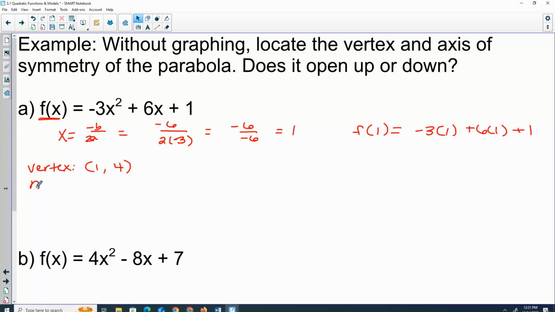What is the axis of symmetry? 1. Except the axis is a line, so you have to give me the full equation of the line. X equals 1. Alright, how do I know if this opens up or down? If it's a negative, it opens down. Positives open up. Alright, why don't you guys take a second and see if you can get the others.